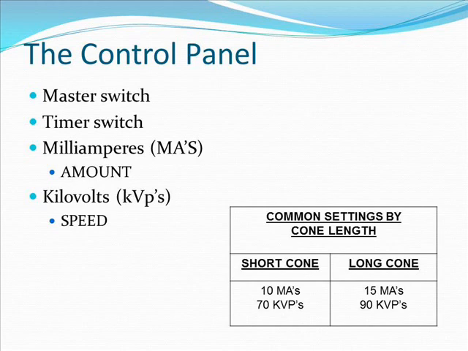Okay, and then you have milliamperes, which is the amount of electrons, and kVPs, which is the speed. If you look at the bottom right column of this slide here, it tells you the common settings, whether or not you have a short cone or a long cone.